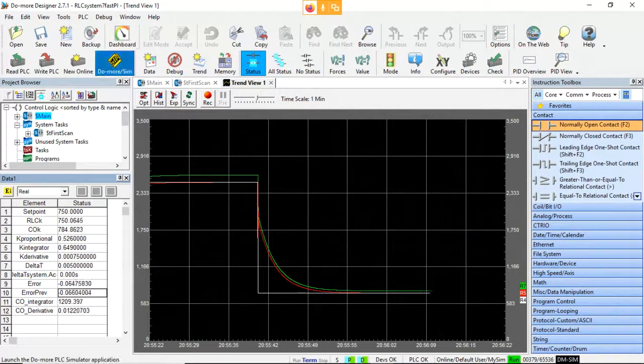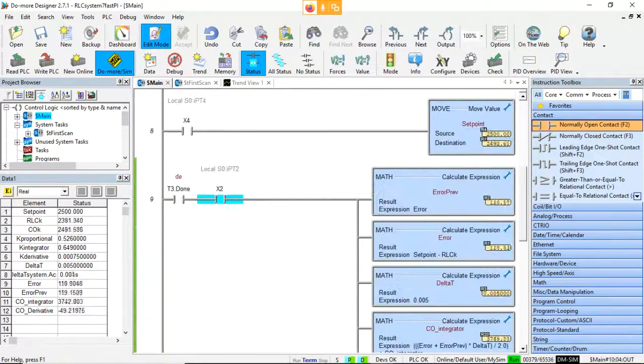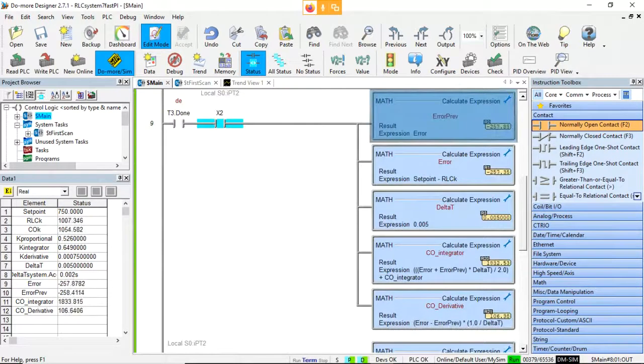All right, so that is the PID controller. So let's just look at it one more time here, come back to the main. I basically have it on 2 rungs. So rung 9 is taking the error, moving it to the previous error, and then calculating the new error, which is the set point minus our process variable RLCK. I'm just hard coding the delta T. I could have done that in a different way, but I had it in here.